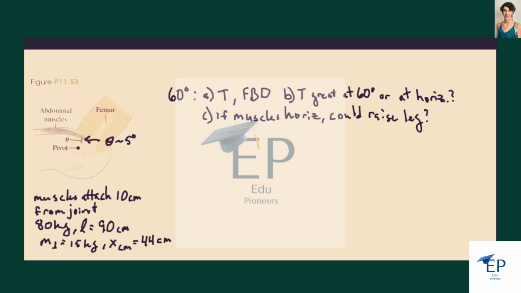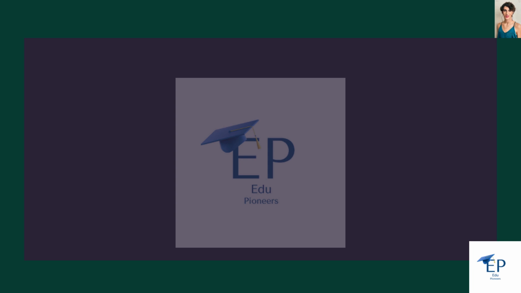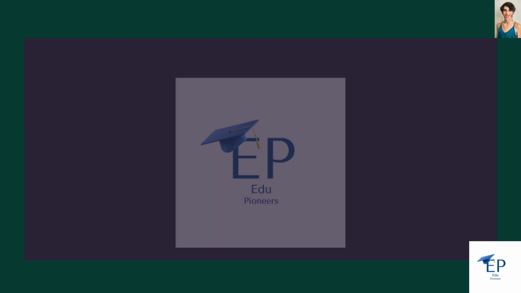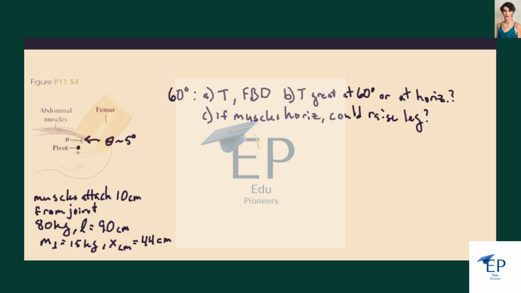Problem 11.53 is about leg raises. So we have a simplified model of the musculature involved with raising one's leg while you're lying down. The abdominal muscles are roughly horizontal and join the femur at an angle of about 5 degrees when the leg is horizontal. And it pivots about the hip joint there. We're saying that they attach 10 centimeters from that joint all in one point.